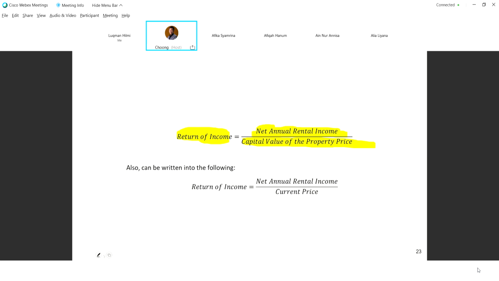Just in case you ask, where is this formula coming from? Remember, class? Always remember in the investment valuations, we always refer to one very fundamental formula: V equals I over R. So in this case, where this formula comes from is just this one: R equals I over V. Here V is the capital value.